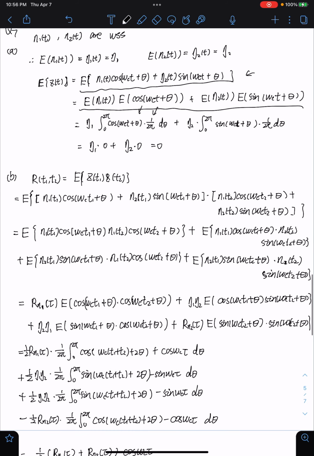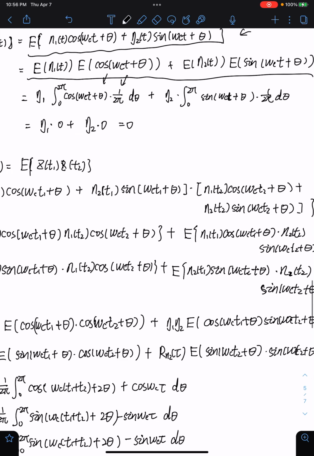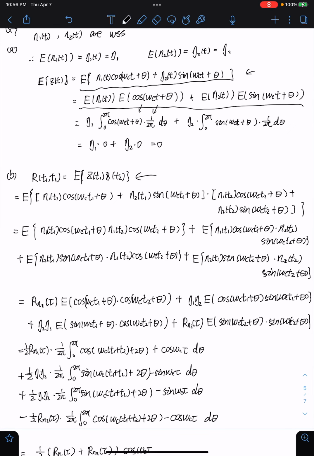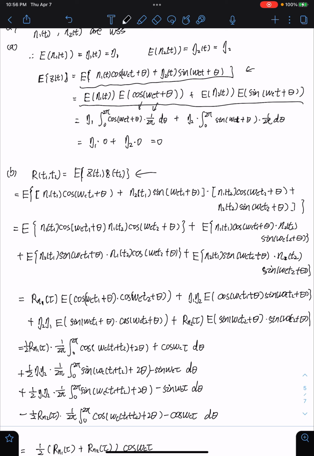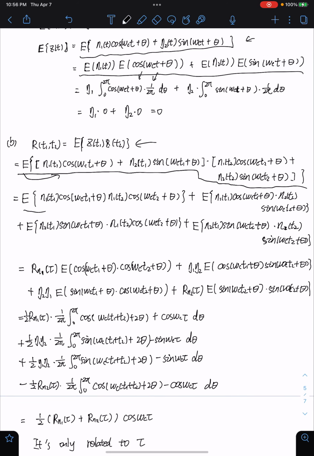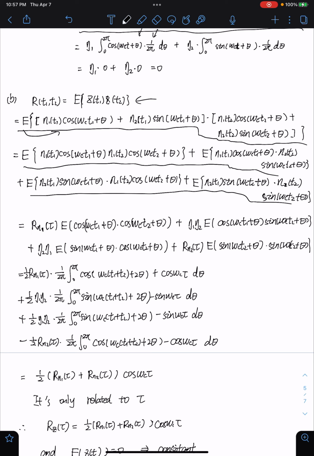The second question is to find the autocorrelation R_Z at times t1 and t2. We just apply the autocorrelation function, which is the expectation of Z(t1) times Z(t2). We write them out in detail, like this. We apply the expectation to each part of this product, and we get four components of expectation. Since N1, N2, and theta are independent, we can apply the expectation to each element separately. So we get these functions.